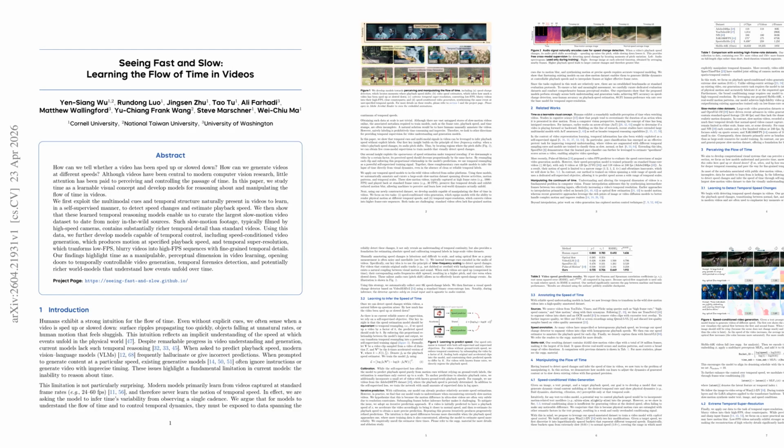Let's explore the third paper, Seeing Fast and Slow: Learning the Flow of Time in Videos. Seeing Fast and Slow treats time as a directly learnable visual variable rather than an implicit nuisance factor. The paper's core contribution is a self-supervised framework for inferring playback speed from video, then using that capability to build and exploit SlowMo-4K, a new large-scale slow-motion dataset with 44,632 clips and 18 million frames, which is over 70 times larger in videos and 150 times larger in frames than prior high FPS collections.